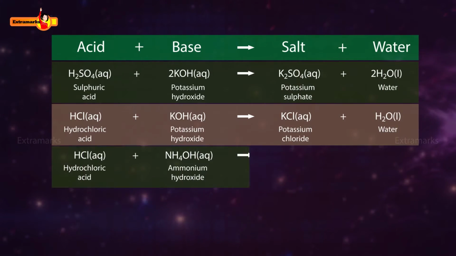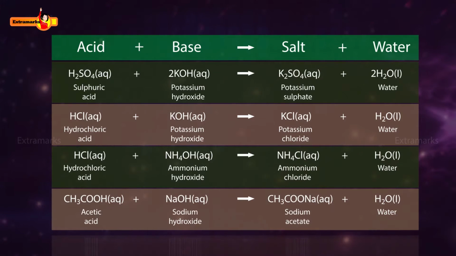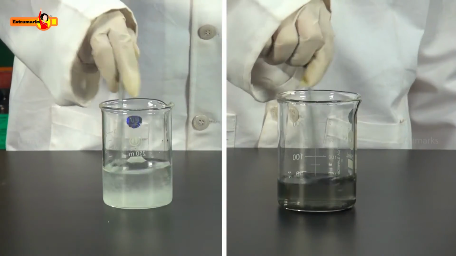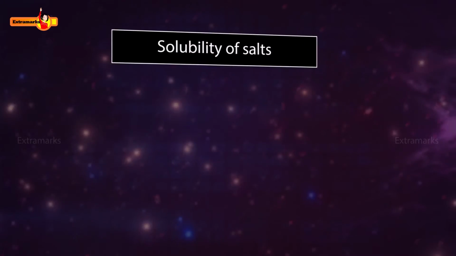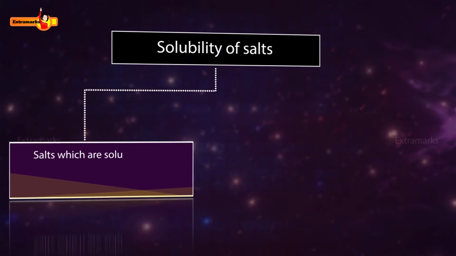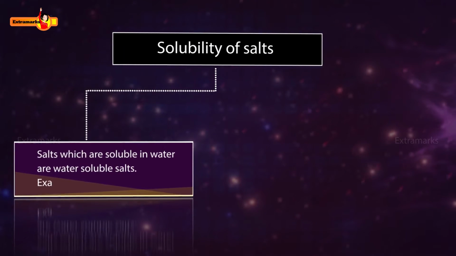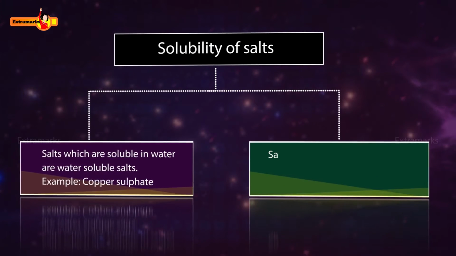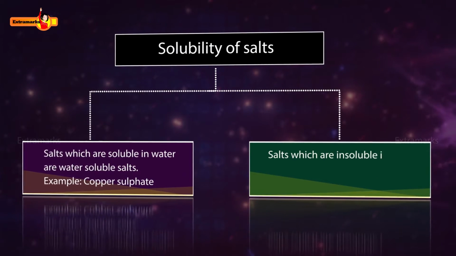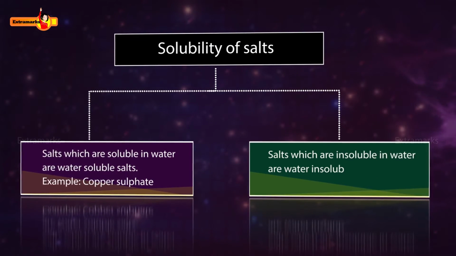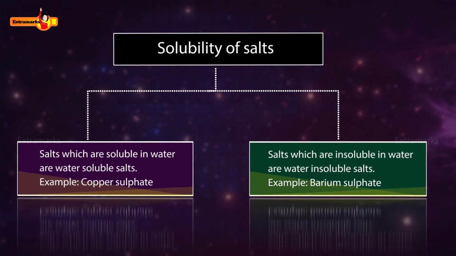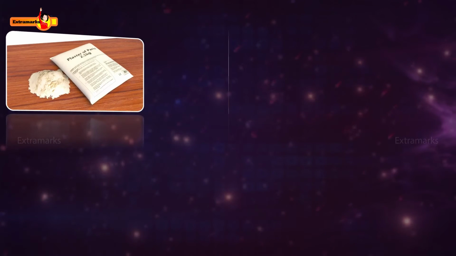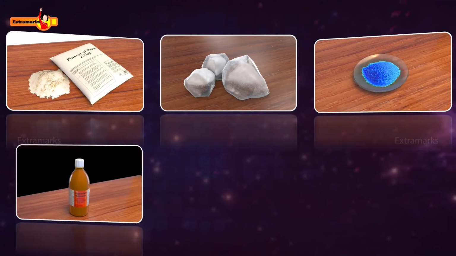Different types of salts can be prepared by reacting different combinations of acids and bases. Different salts have different solubility in water. Salts which are soluble in water are termed as water-soluble salts such as copper sulfate, while the salts which are insoluble in water are termed as water-insoluble salts such as barium sulfate. The number of salts known to exist is too high.